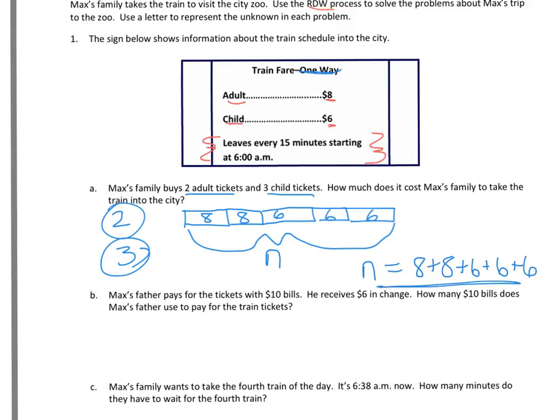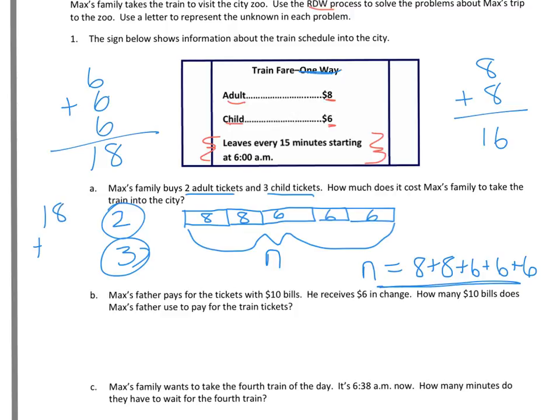And what I'll do is 8 plus 8, which gets me my 16. And then I have 6 plus 6 plus 6, 6, 12, which will get me 18. And then I can add those two. So 18 plus 16 will get me my 34. Now that's not the full answer yet. We have to put it in statement form. And there it is right there. Max's family spent $34 to go into the city.